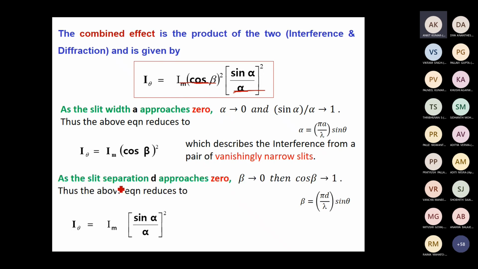Now, suppose I start reducing the width of the slit, that is A is approaching 0. When A is approaching 0, what is happening? Alpha is approaching 0, and the diffraction term disappears. What you will notice is only interference alone.